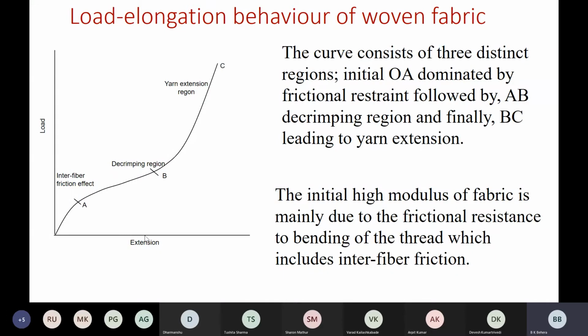I explained to you last class how we make out whether modulus is low or high. If the curve tilts towards the load axis or stress axis, modulus is high. If the curve tilts towards the extension axis or strain axis, modulus is low. So as you can see here, initially the curve tilts more towards the load axis, meaning high resistance to deformation. And as I said, this initial deformation is mainly because of interfiber friction.